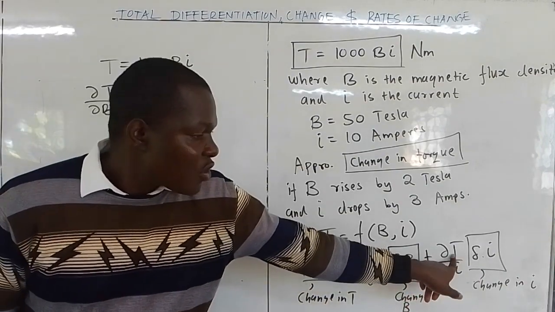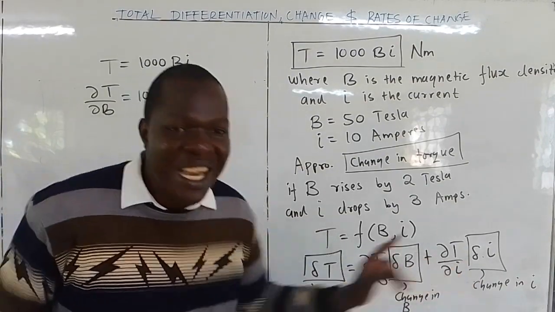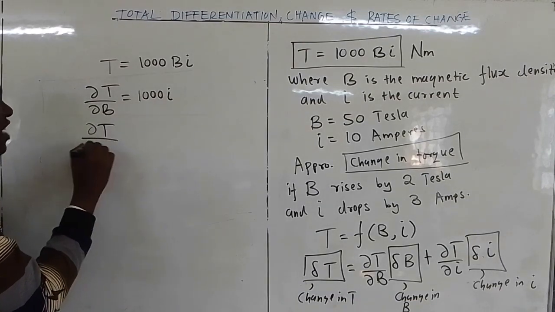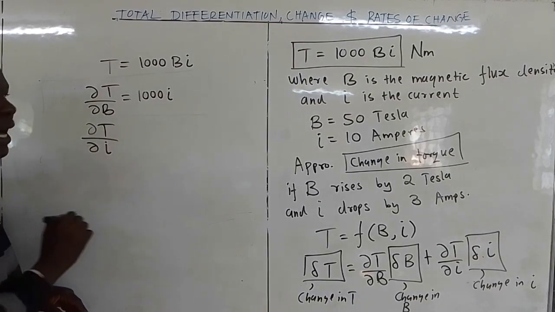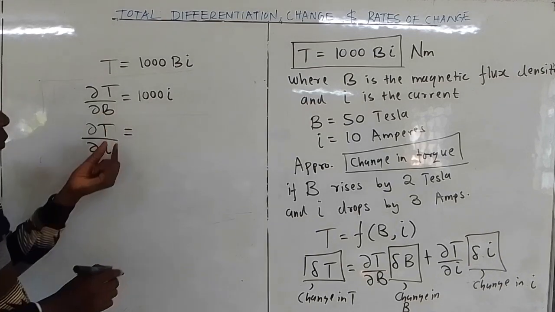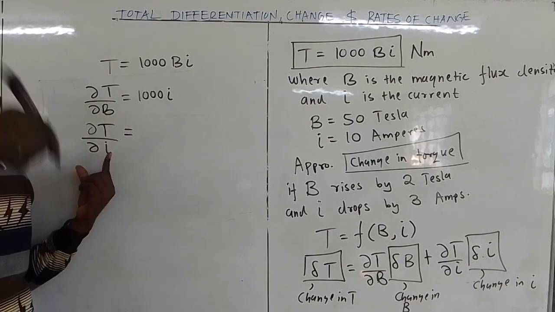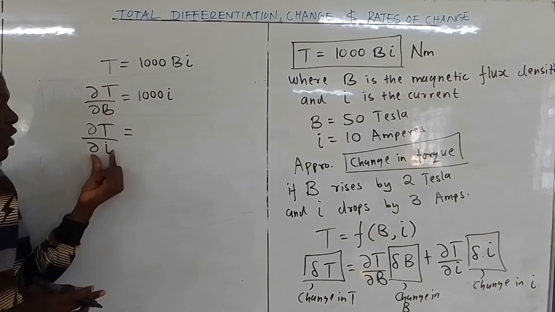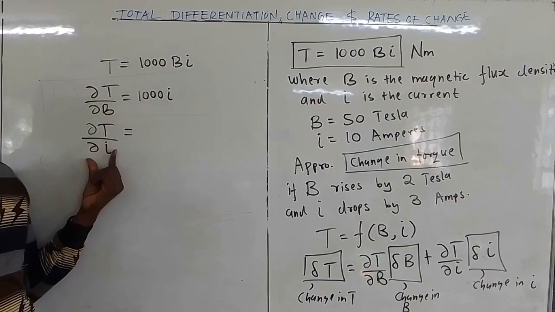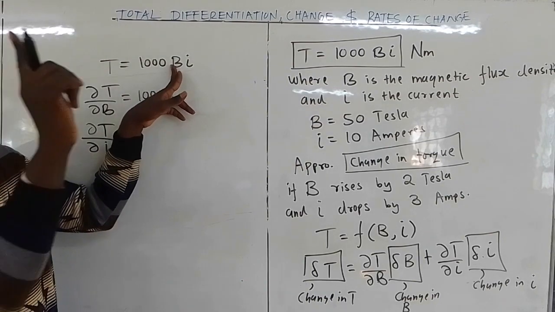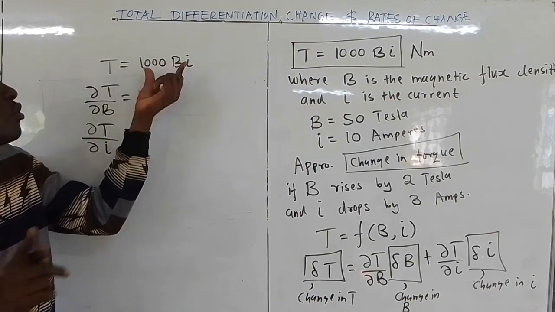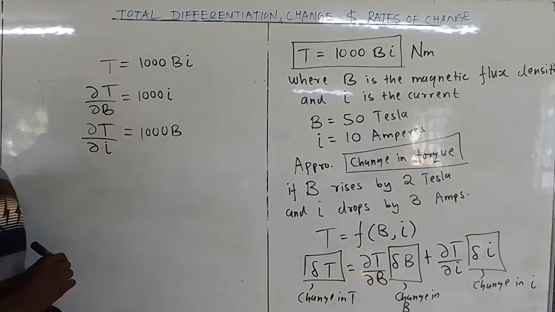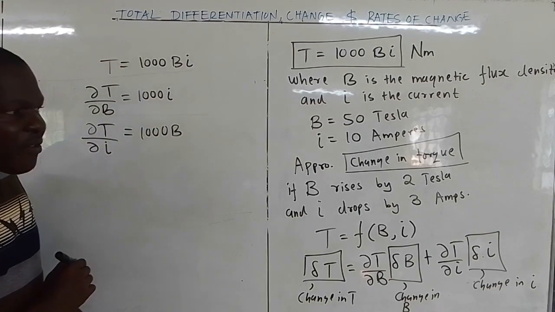Now, what about this partial derivative? What about if we differentiate T partially with respect to I, isn't it? So if we differentiate T partially with respect to I, what do we get? Meaning when we are differentiating with respect to I, only I is a variable, isn't it? So it means 1000 B is now a constant because we are doing partially with respect to I. And if you differentiate I, you get 1, isn't it? Then you remain with 1000 B. Are we together?